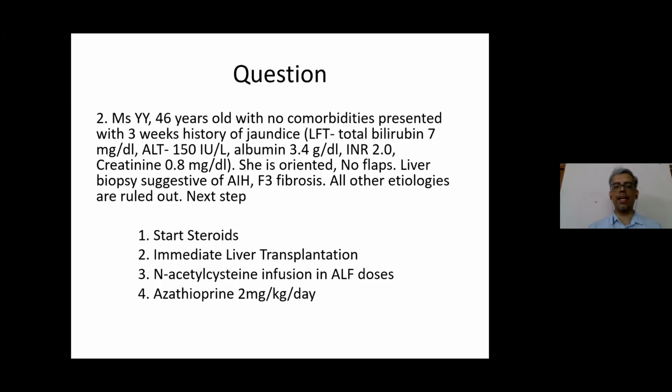And that's the last question which I have before we open the house for discussion. Miss YY, 46-year-old, had no comorbidities, presented with a 3-week history of jaundice. Liver functions revealed a total bilirubin of 7, ALT of 150, albumin 3.4, INR 2, creatinine 0.8. She's oriented, there are no flaps. Liver biopsy suggests autoimmune hepatitis, F3 fibrosis. All other etiologies have been ruled out. What is the next step?